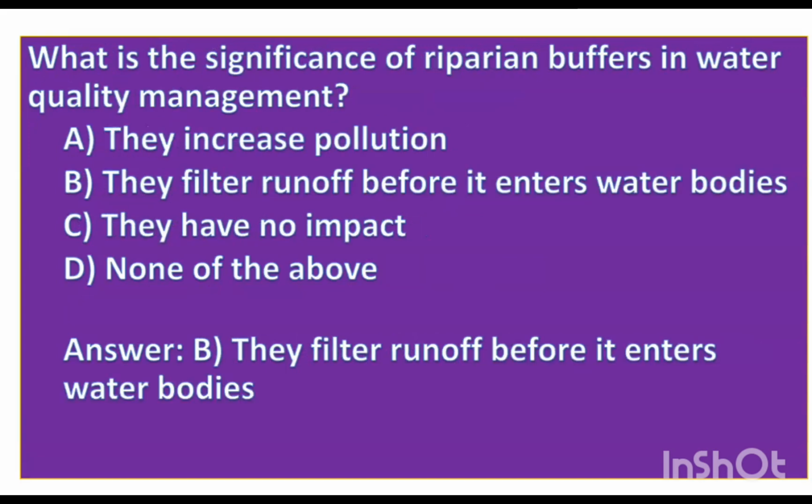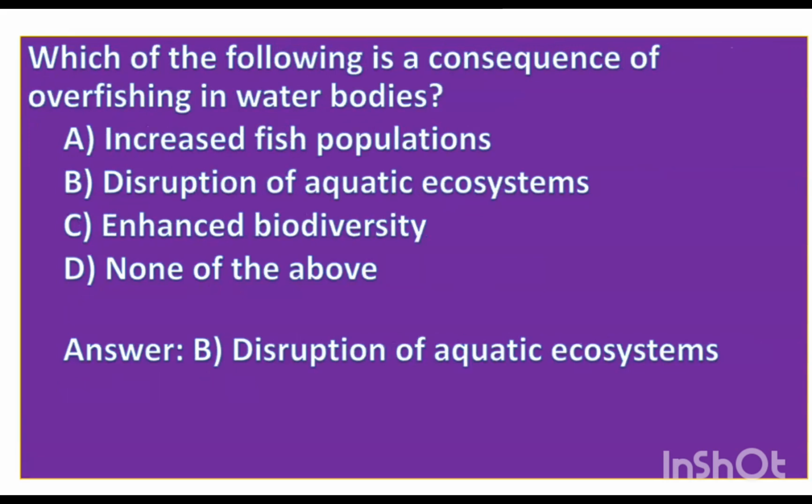What is the significance of riparian buffers in water quality management? Options: they increase pollution, they filter runoff before it enters water bodies, they have no impact, none of the above. Answer: they filter runoff before it enters water bodies. Which of the following is a consequence of overfishing in water bodies? Options: increased fish population, disruption of aquatic ecosystems, enhanced biodiversity, none of the above. Answer: disruption of aquatic ecosystems.